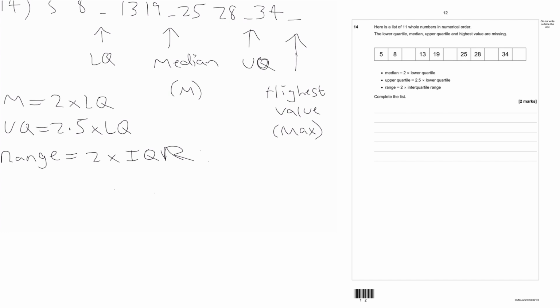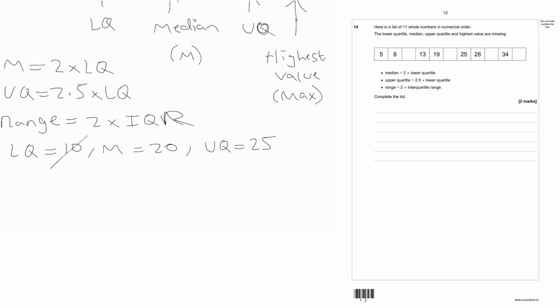So if we were to take the lower quartile as 10, this would suggest that the median is 20. Now the median must be between 19 and 25, so 10 is still in contention for the lower quartile. And then the upper quartile would equal 2.5 times 10, which is 25. Now the upper quartile has to be between 28 and 34. So this means that 10 is not an acceptable value. So let's just check then. Presumably 12 must be the correct value.